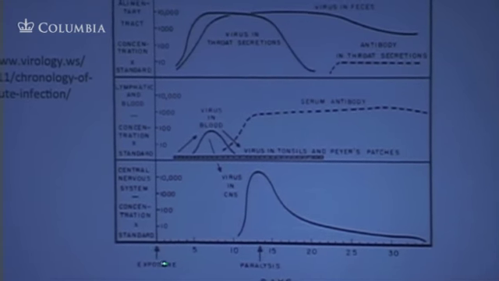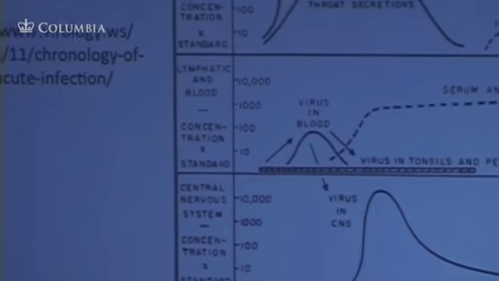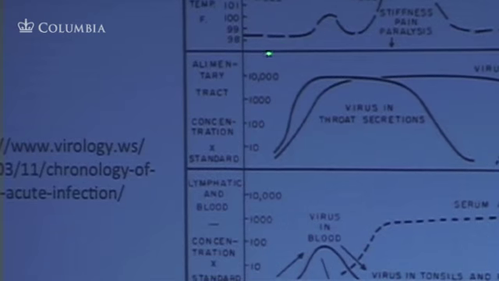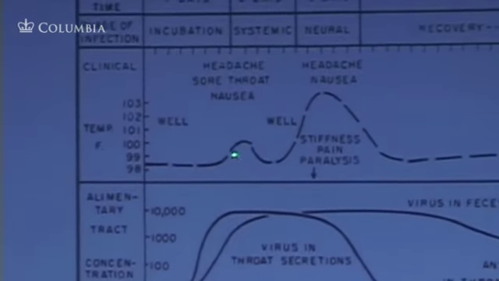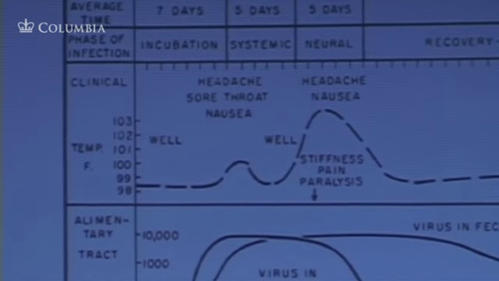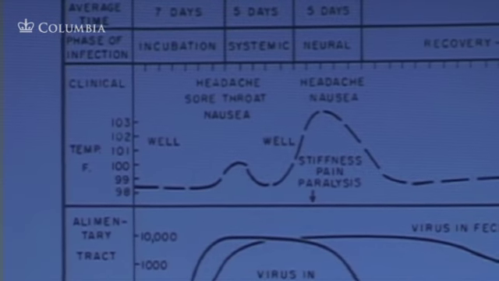So here we have exposure to the virus starting here. For the first 7 days or so, you're well. There's no sign that anything is going on. And then after about a week or so, and that can vary, of course, you have a spike in temperature here. You have headache, sore throat, nausea. These are systemic symptoms. They could be almost any virus infection. They could be flu, in fact, so you can't really tell that this is polio.